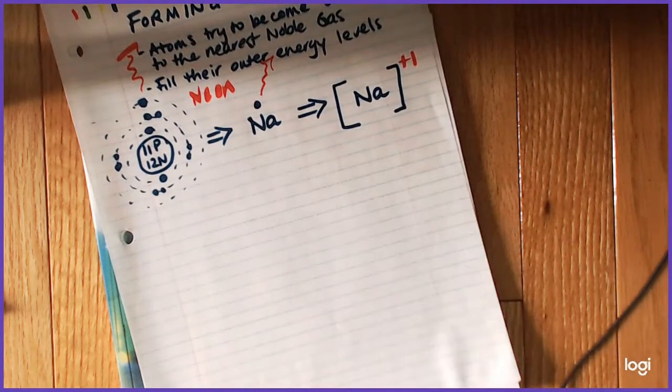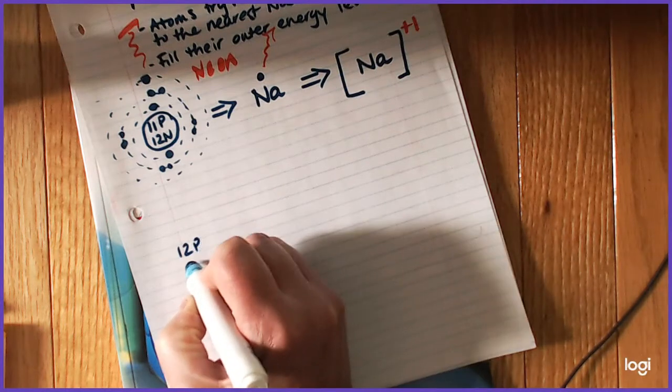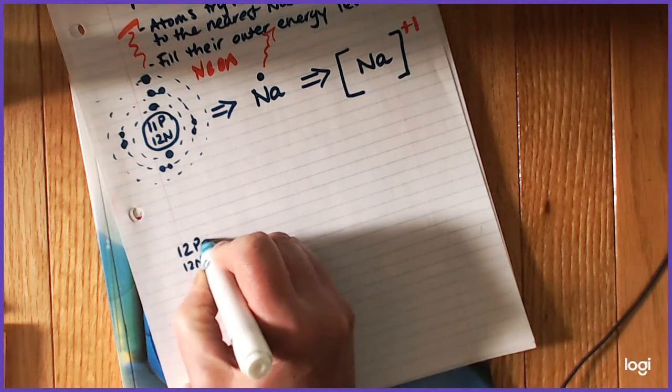Let's do magnesium next. With magnesium, we've got 12 protons in the nucleus and 12 neutrons.